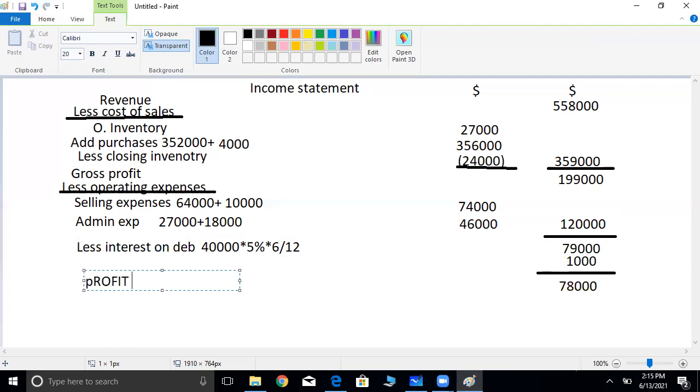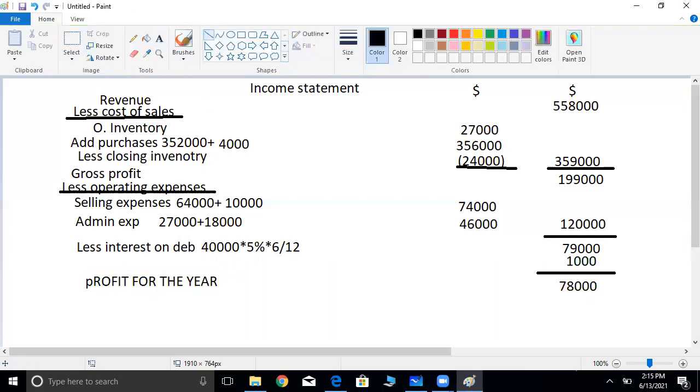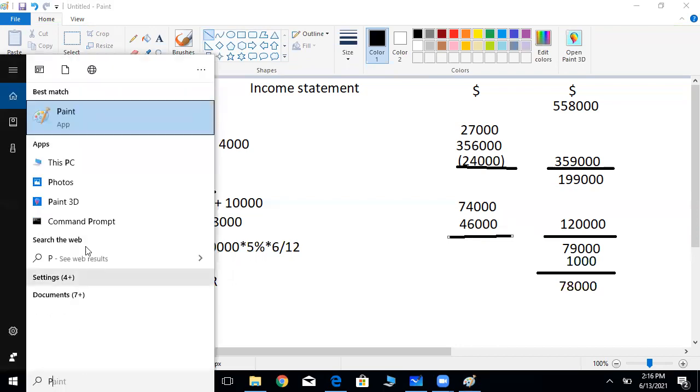We are not going to write anything separately. Here is your profit for the year. So any problem till here? Anything you want to ask, you can ask. But always remember that in companies, you need to write expenses directly under selling expense and admin expense. Now I'm going to prepare the statement of changes in equity. So anything you want to ask till here? Any problem? Abdullah?